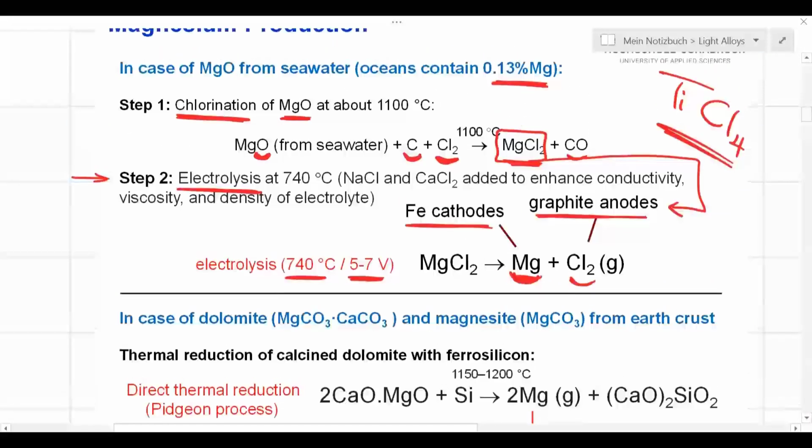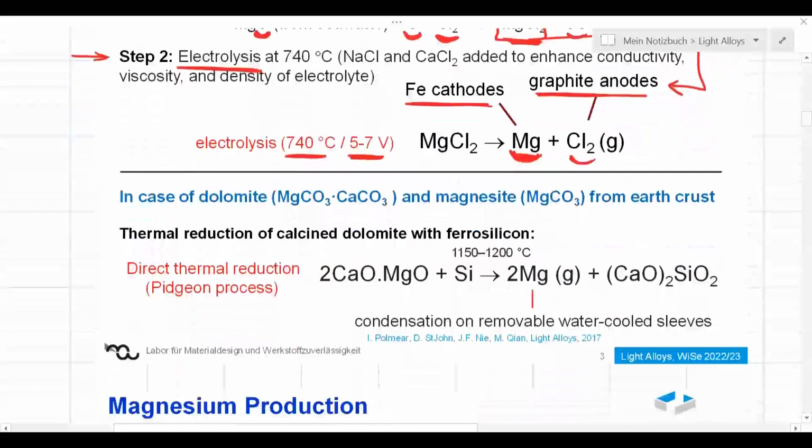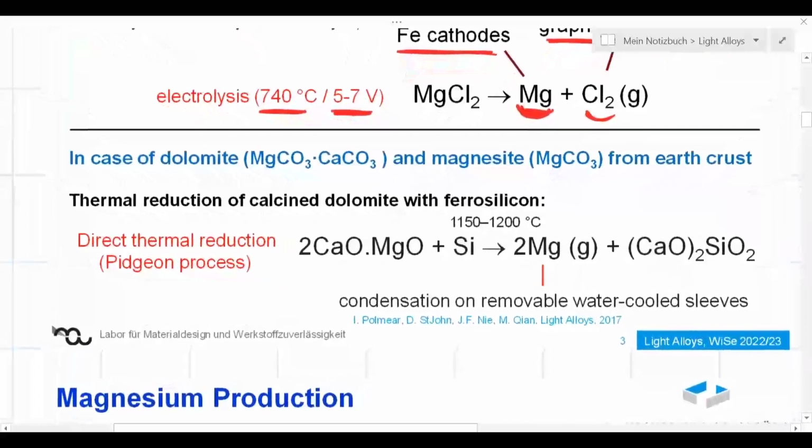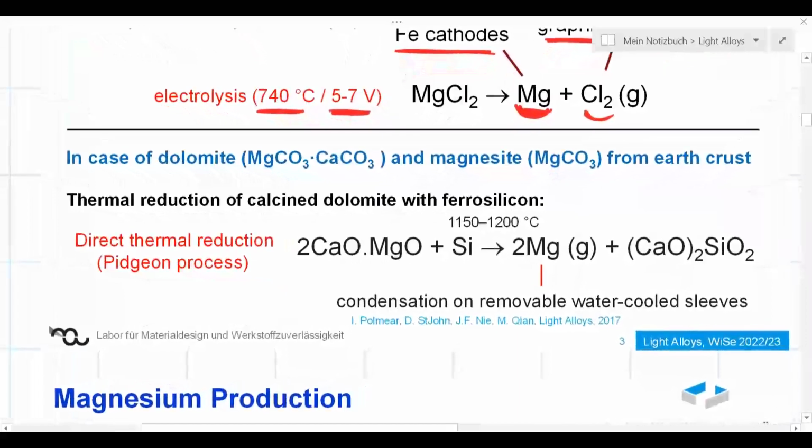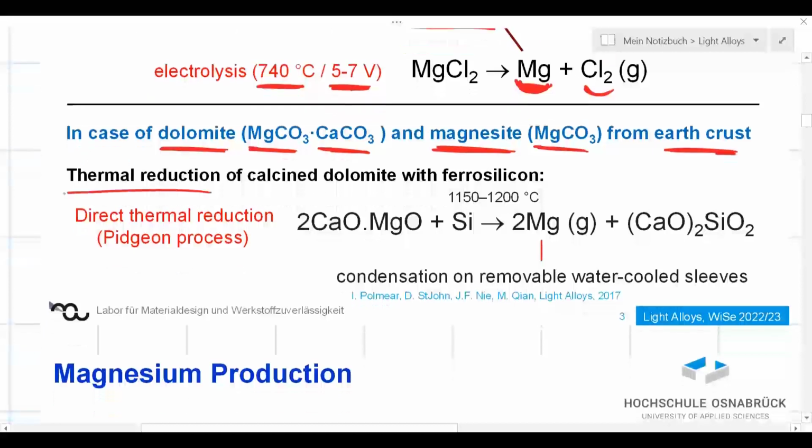Good. This is one of the methods to produce magnesium, for instance, if you're using seawater as the initial source. Now, if you would like to produce magnesium from the crust of the Earth, because we also have access to sources of dolomite, for example. This is a mineral which is carbonates of magnesium and calcium, right? And also magnesite. It is a carbonate of magnesium, which is available to us from the Earth crust, right? If we want to use this source, what is available to us is to use direct thermal reduction of calcined sources like dolomite, right, or magnesite.